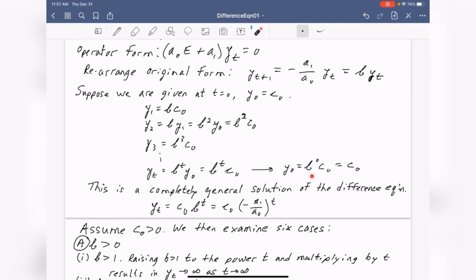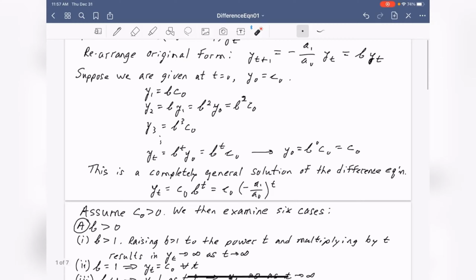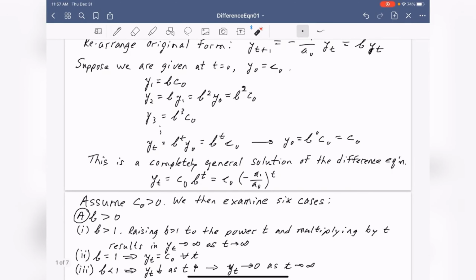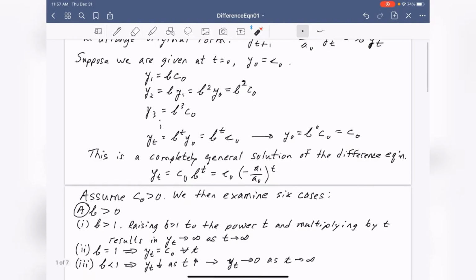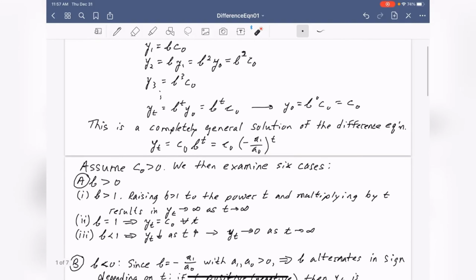So if we go back here and we put in t equals 0, we get b to the 0 times c0, and that's equal to c0 because b to the power 0 is simply 1. So this is a completely general solution of the difference equation, and that solution is given by this expression here. Now, we can look at a number of cases. In fact, we have to look at a number of cases.